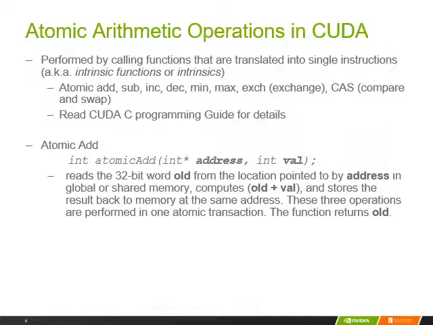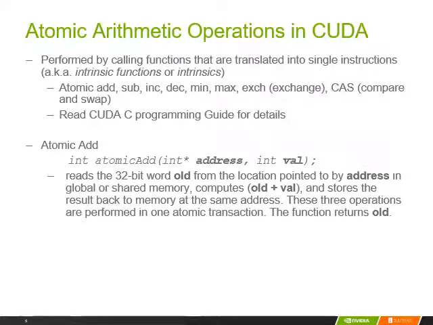Now that we understand that an atomic operation is a hardware instruction that performs a read, modify, write sequence on a memory location, the question is, how can we perform such an atomic operation in a high-level language like CUDA? The answer is actually quite simple. We can perform an atomic operation in a CUDA kernel by calling functions that are translated into single instructions. These are called intrinsic functions, or intrinsics, in the literature.